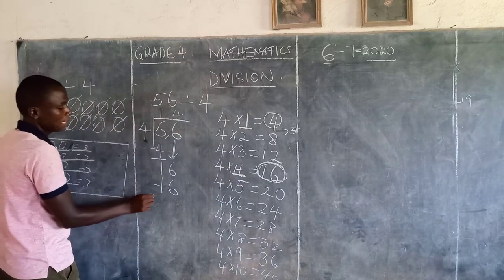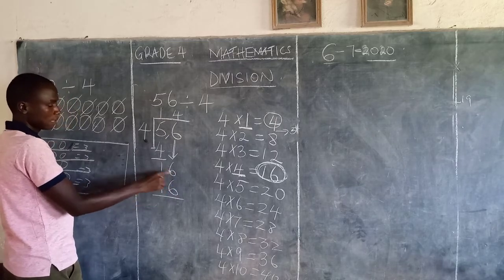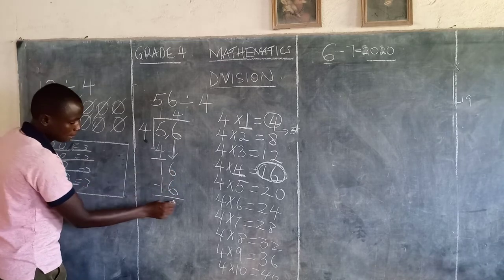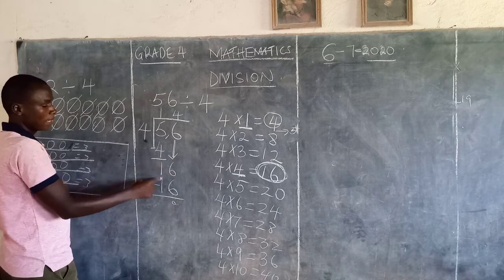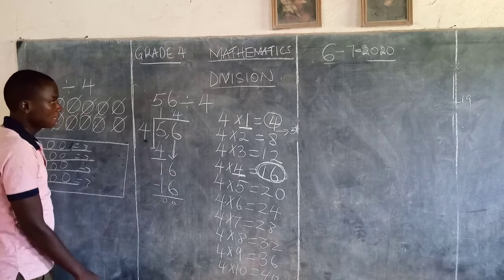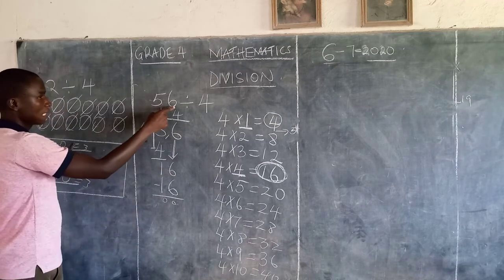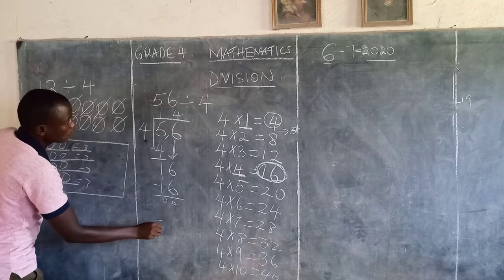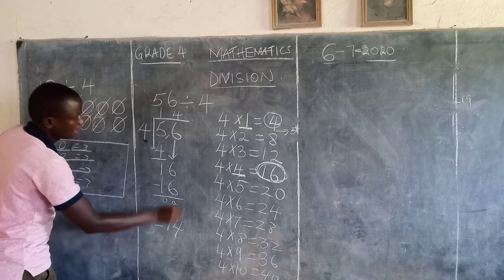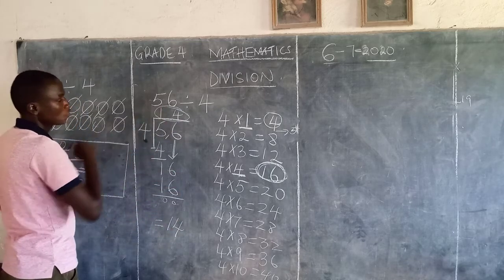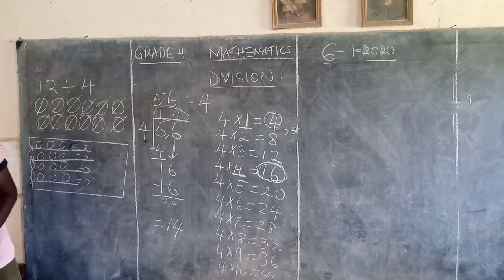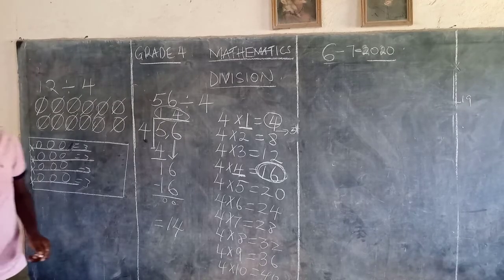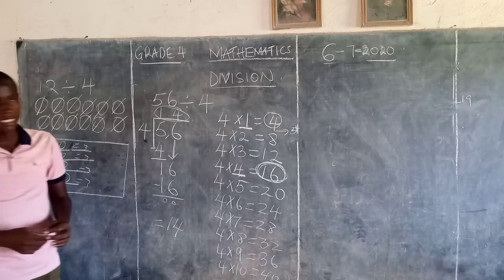Then you subtract here, 16 minus 16, that is 6 minus 6, 0. 1 minus 1, 0. Hence, 56 divided by 4 is equals to 14. This is the answer here. Last example. Last one, I do have 36 divided by 3.